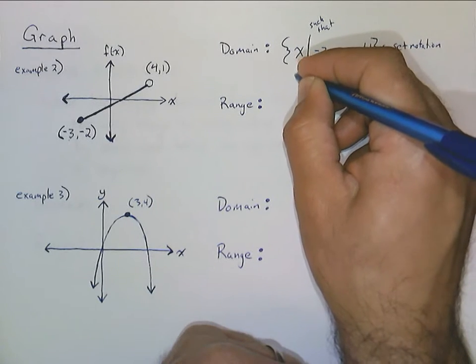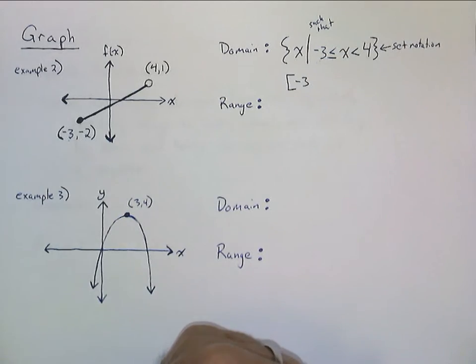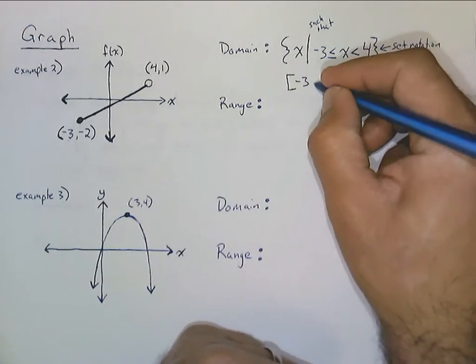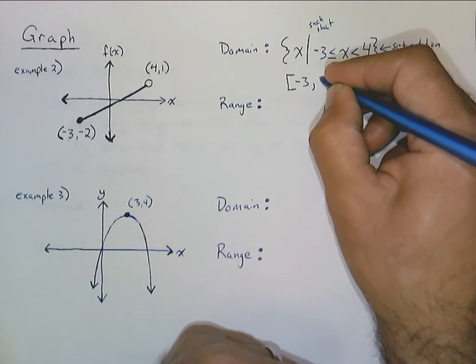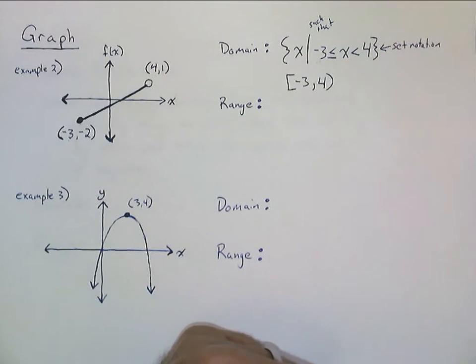Now we could write this a little bit differently, with what's called interval notation. And interval notation is going to look like this. We're going to use a bracket here. -3 is the leftmost value for our x's, and 4 is the rightmost value. But for 4, we're going to use a parentheses.